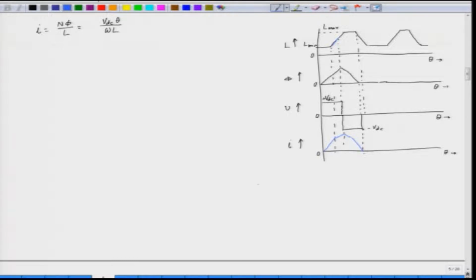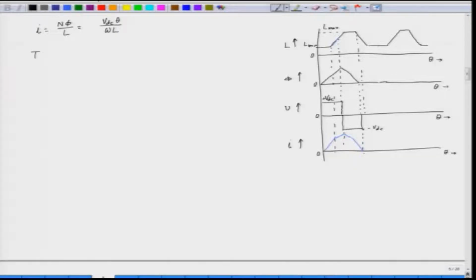So, we are switching appropriately, so that the current only remains during positive dL by d theta, and current is quenched before the beginning of negative dL by d theta, and this happens repeatedly in every cycle. So, since we are able to maximize the current during positive dL by d theta, the torque is maximized.